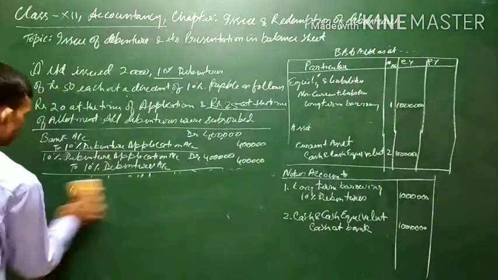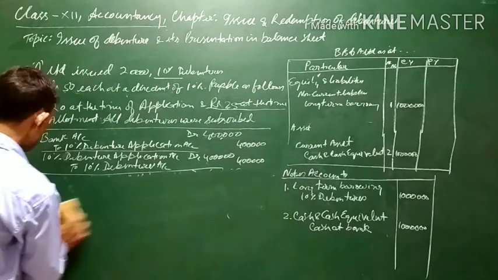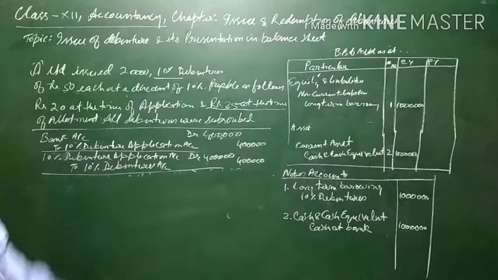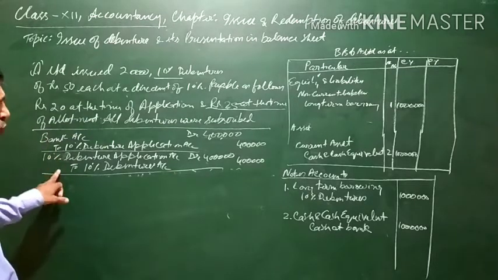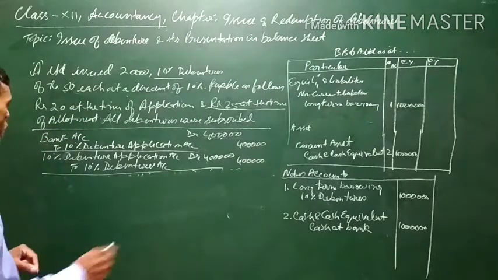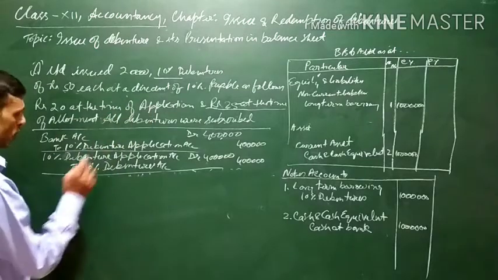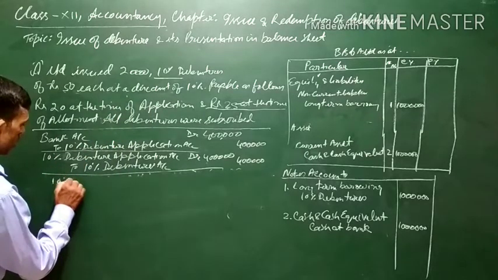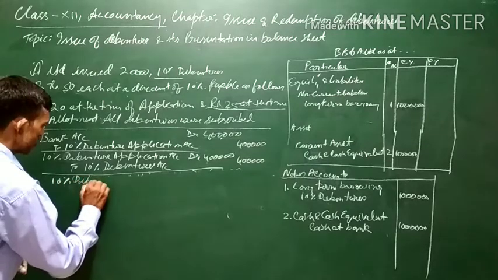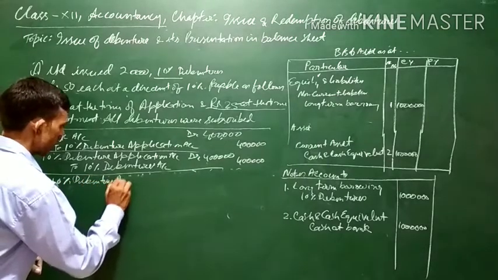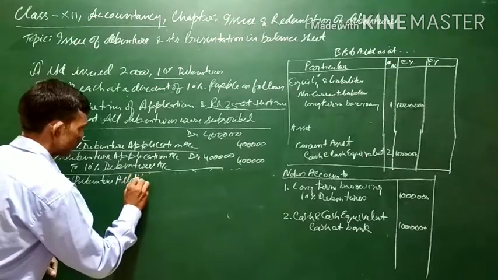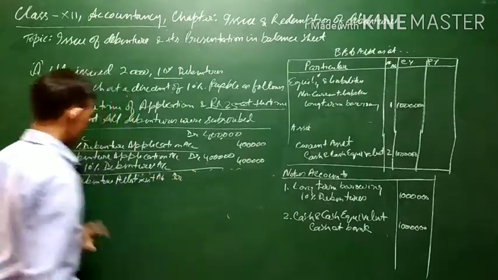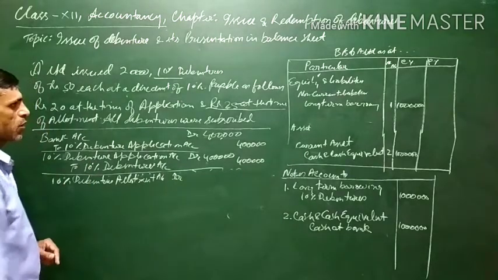Now, the first entry will remain the same. That is when 20 rupees has been called at the time of application, the first general entry will remain the same. Now let us come to the money which will be due at the time of allotment. Here the entry will be 10% debenture allotment account debit.